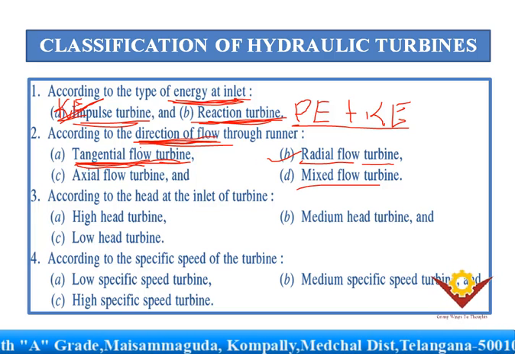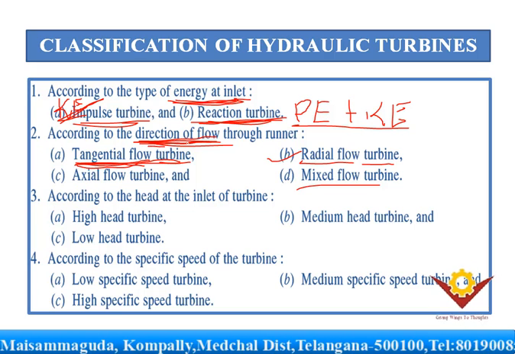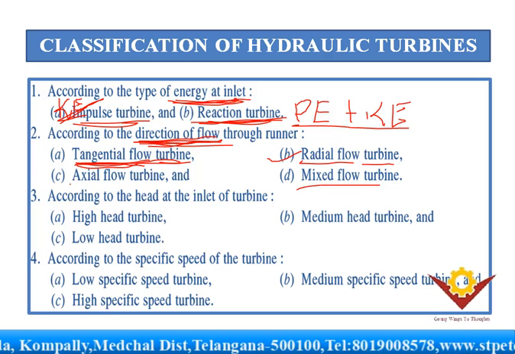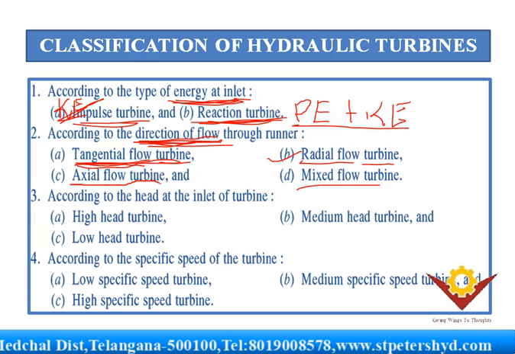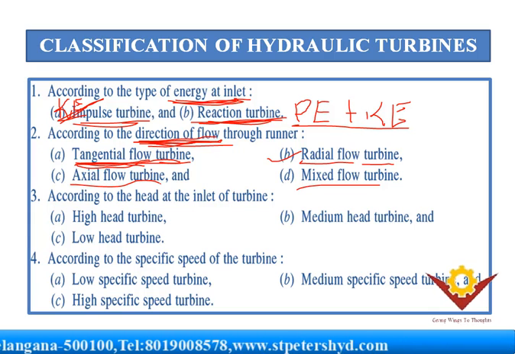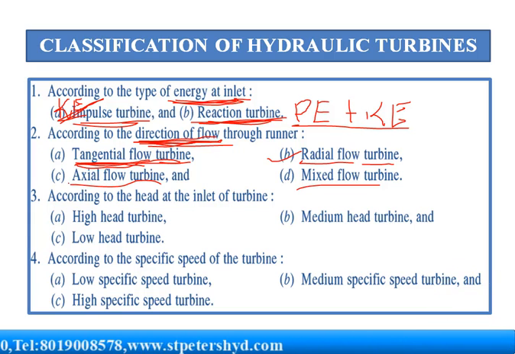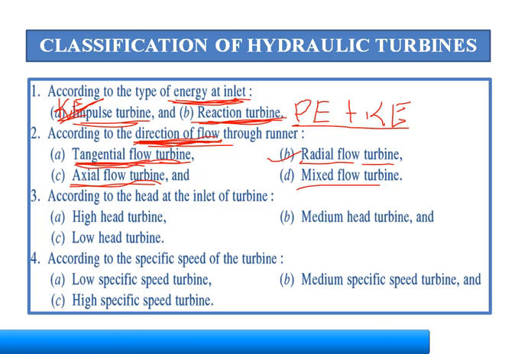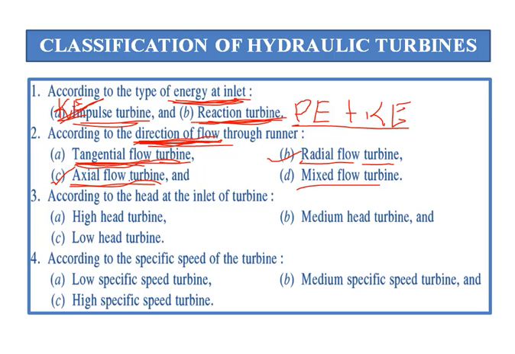And the next, axial flow: if the direction of flow is parallel to the axis of the blades, rotor, runner or turbine, anything, then it is called axial flow turbines. And here, coming to the fourth one, this is mixed flow.